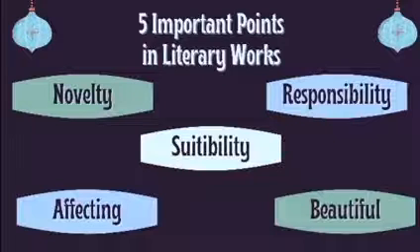With the explanation from before regarding utile dulce, Horace stated that a good literary work has five important points, namely novelty, responsibility, suitability, affecting, and beautiful.